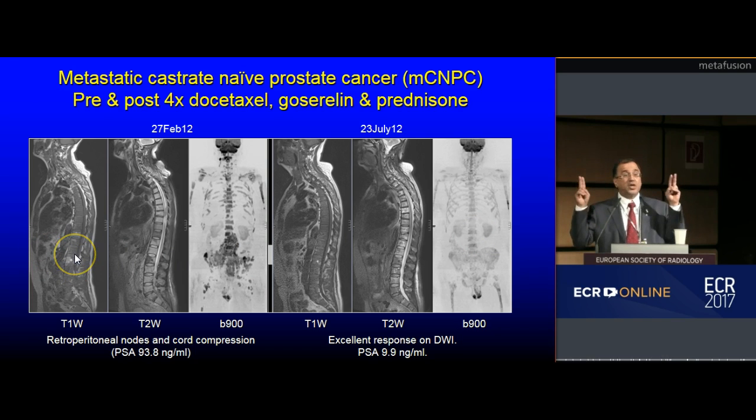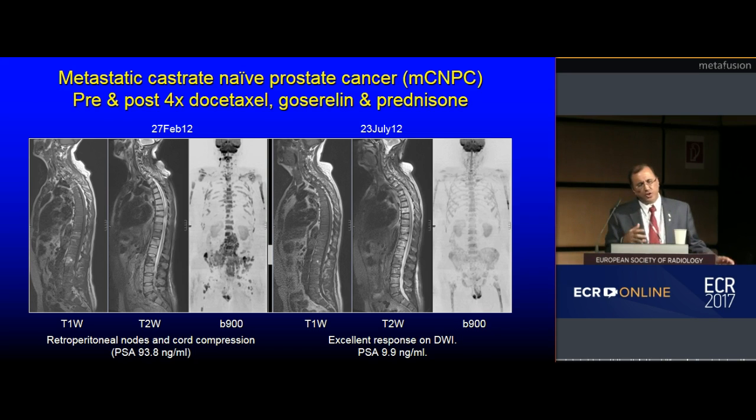Here's a nice example of how morphology does not help you. So look here, for example. Here is the T1 sequence. It looks worse. You are in danger of saying this patient is worse, right? Actually, is better. And you know what? A policeman can say this is better. You don't need a radiologist to say this is better.